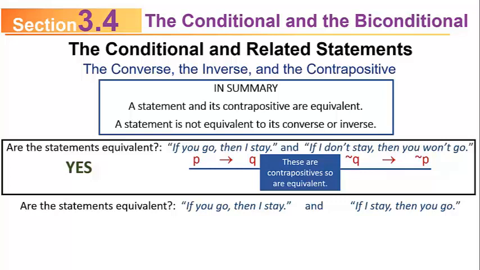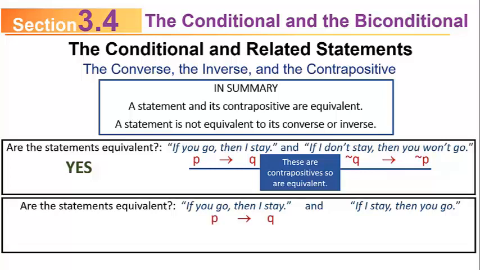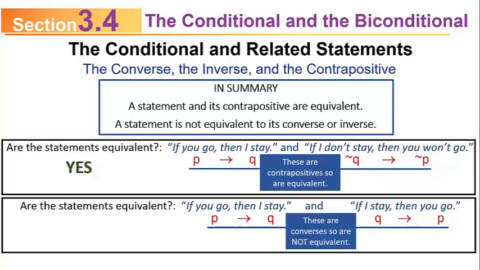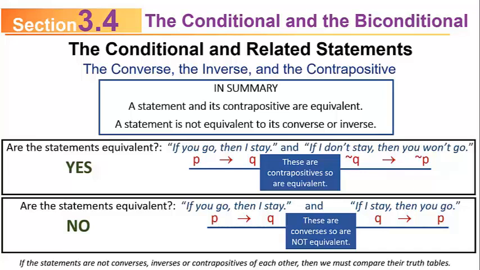How about this one? Are these statements equivalent? If you go, then I stay, and if I stay, then you go. Well, if you think of that first statement as being of the form P implies Q, the second statement is of the form Q implies P. These are converses. Converses are not equivalent to each other. So the answer is no.